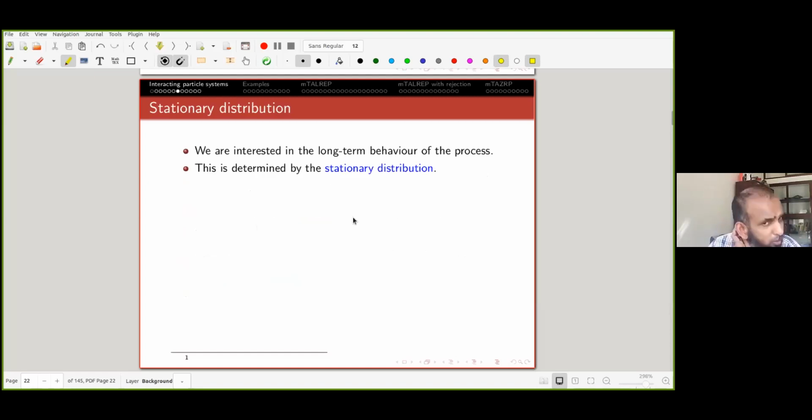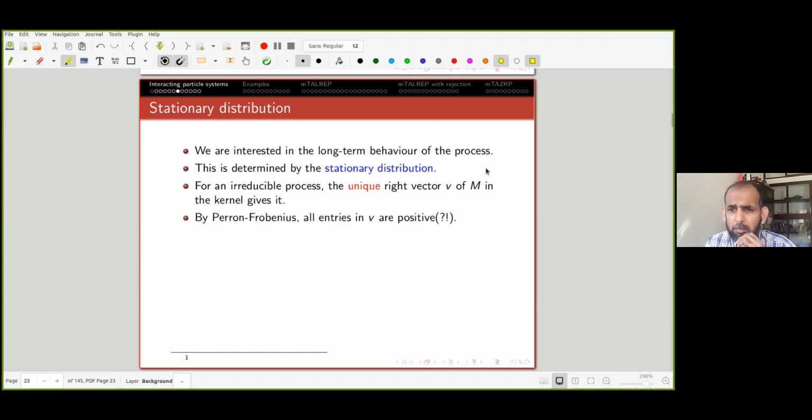Okay, so we are going to be interested in the stationary distribution. What the stationary distribution for an irreducible process is, is what happens after a long time. So you run the process, you wait for some time, and then you look at the system, and it has a probability distribution given by what is called the stationary distribution. And remember, we have this Markov matrix M. And if the process is irreducible, there is a unique right vector, that is a column vector V, which determines the stationary distribution.